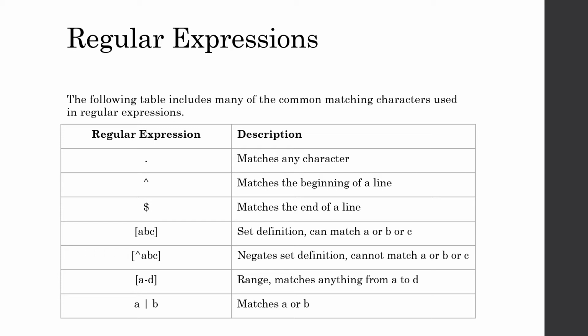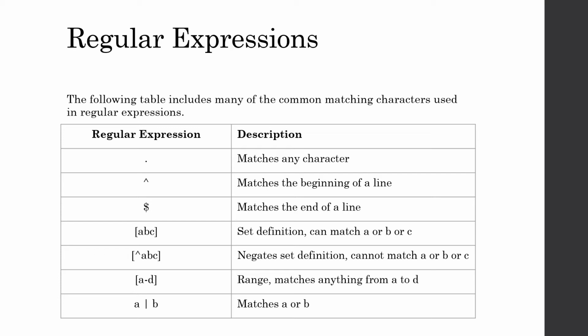Additionally, inside of our sets, we can have this hyphen character. This is used to specify a range. So in this case, we see A hyphen D. That means that we can have a match for anything from A to D. So this would include A or B or C or D.